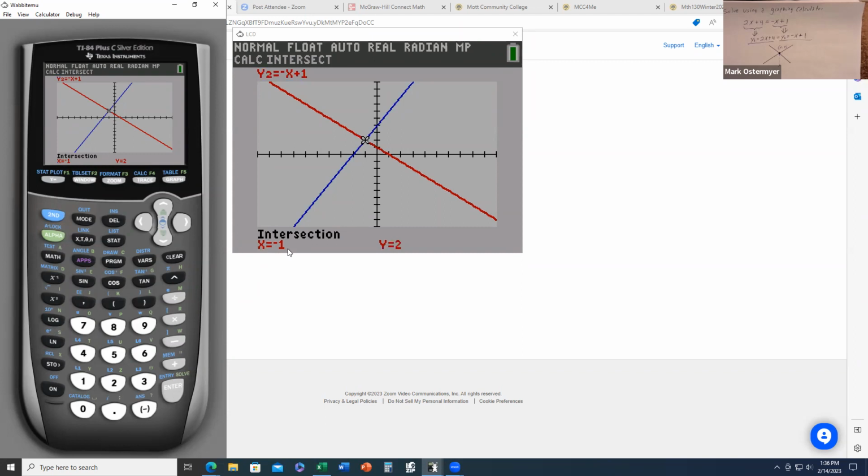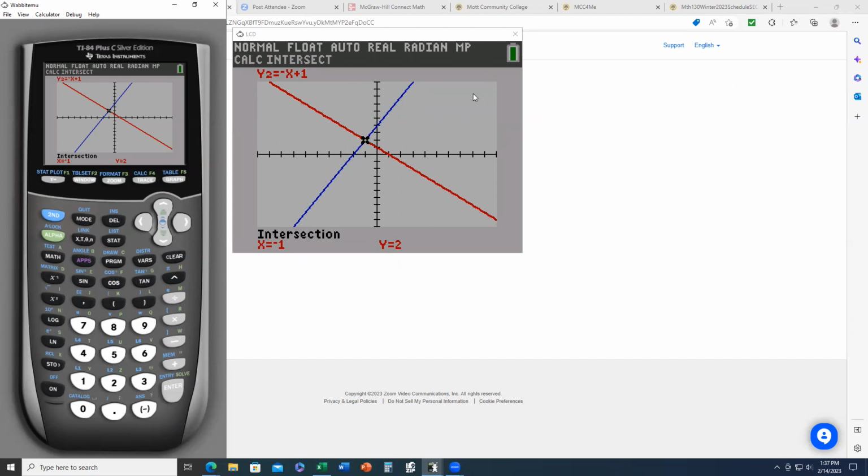X is negative 1. We just solved that equation graphically. And when x is negative 1, the left side of your equation would be 2, and the right side of your equation would be 2. That's why the solution to that equation is negative 1. X equals negative 1. Any questions about how I solved that equation graphically?